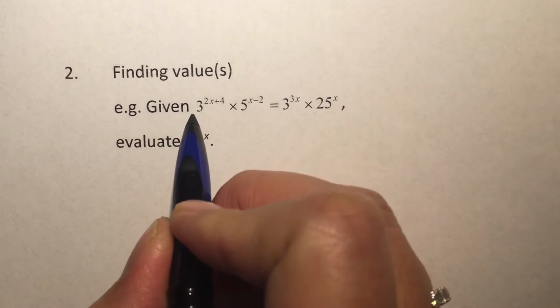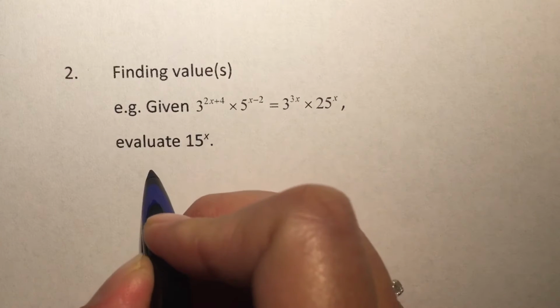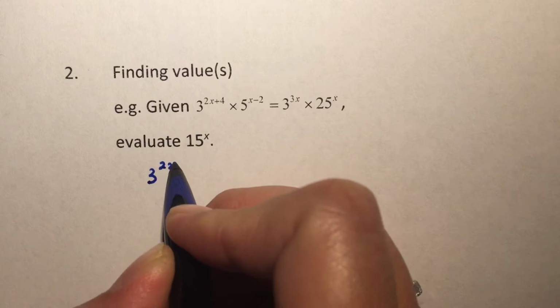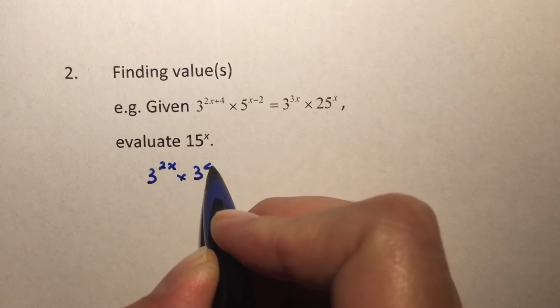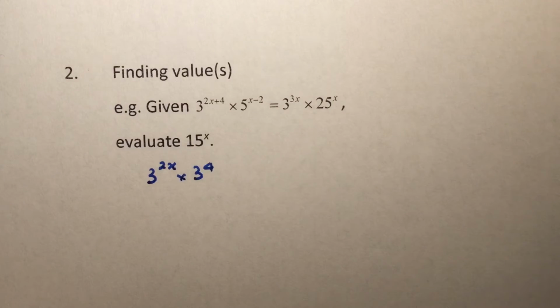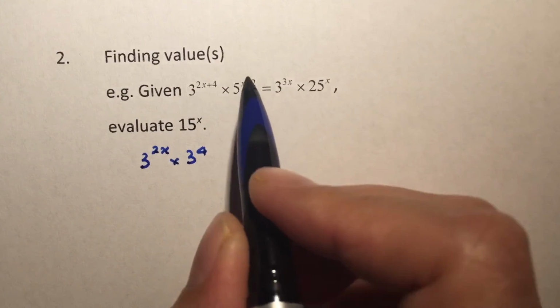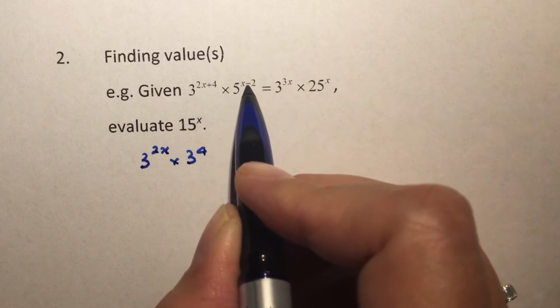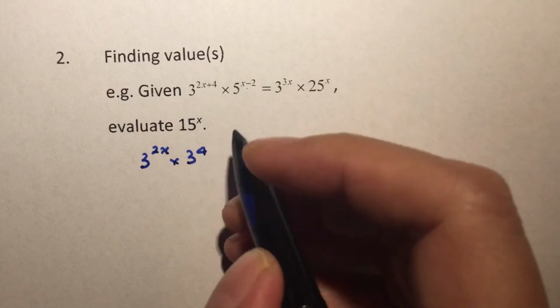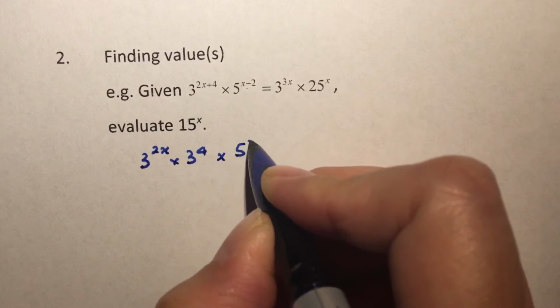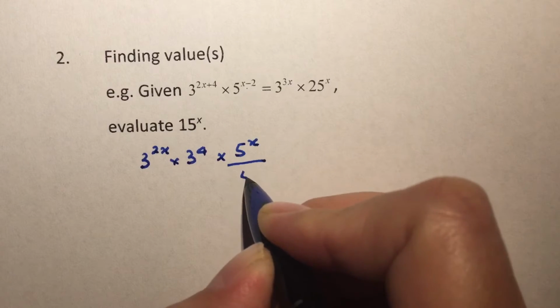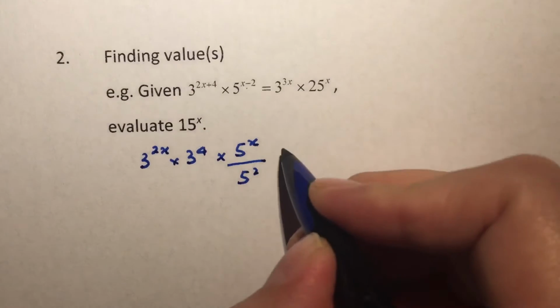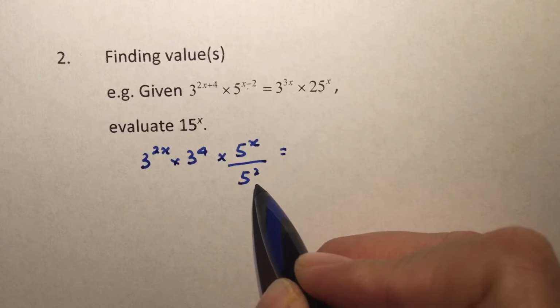So for this one here, we have 3 to the power of 2x plus 4. So we can write it as 3 to the power of 2x times 3 to the power of 4. First law of the indices. For this one here, this is 5 to the power of x minus 2. So what was it before? It was 5 to the power of x divided by 5 squared. So this was the second law of the indices.